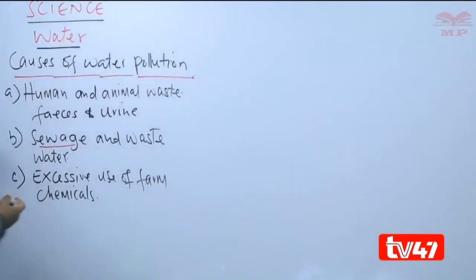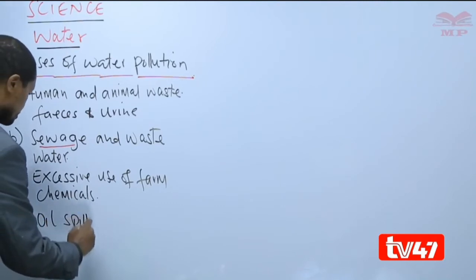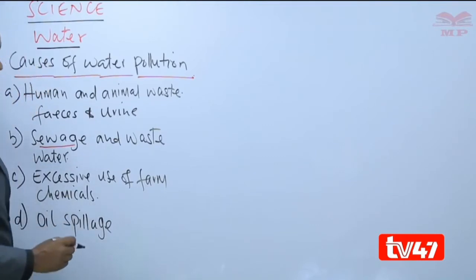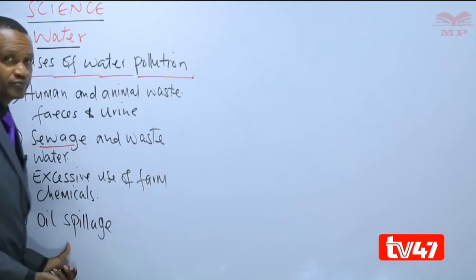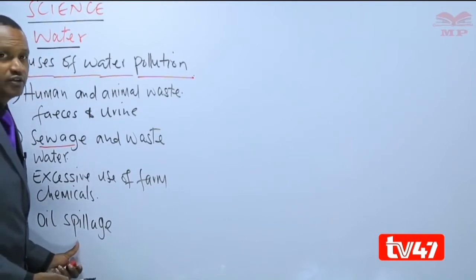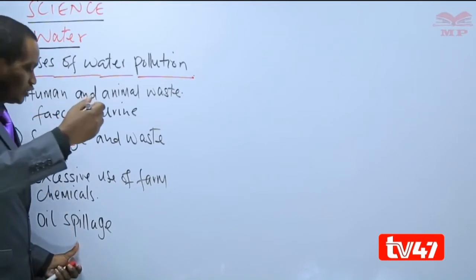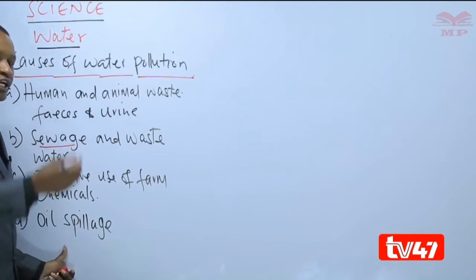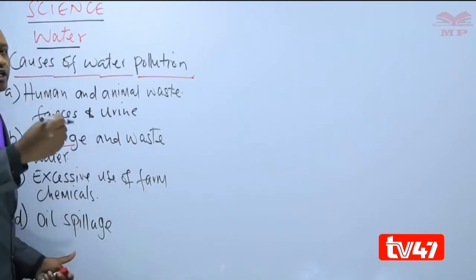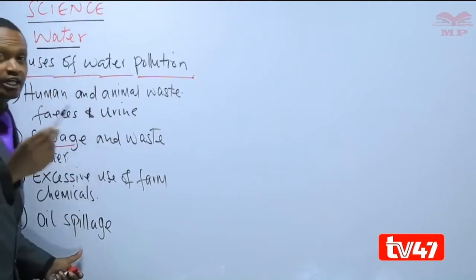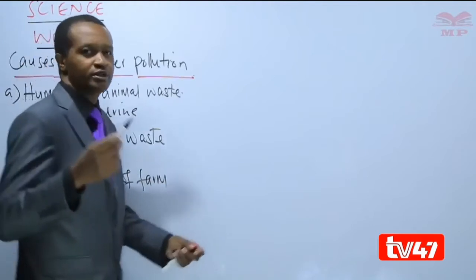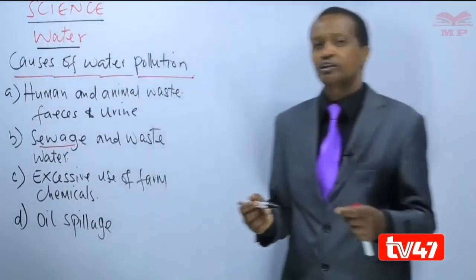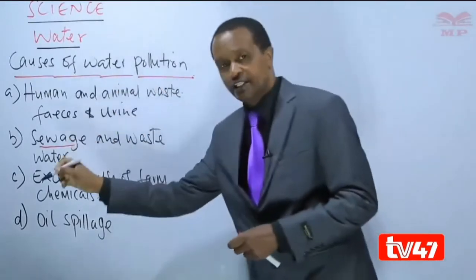Then another cause is oil spillage. Where does this oil come from? Now, this oil may spill from ships that transport oil, because large amounts of oil are transported through the sea using large ships. And these ships may sometimes be involved in accidents, which can result in spilling of oil into the sea.